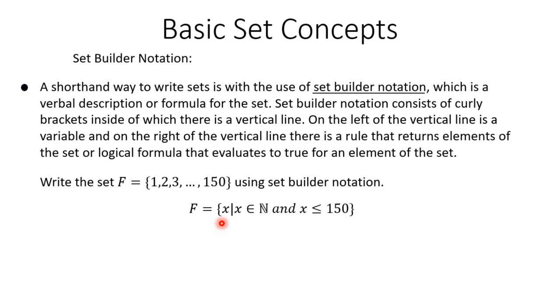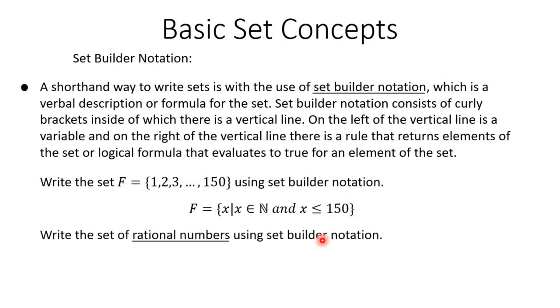You start off with the curly bracket, you put the variable that you want to represent the elements of the set with, and then you describe the variable. You describe characteristics of the variable using notation here. So x is an element of the natural numbers, so that narrows it down to just the counting numbers. But I also narrow it down by saying it has to be a counting number that's less than or equal to 150.